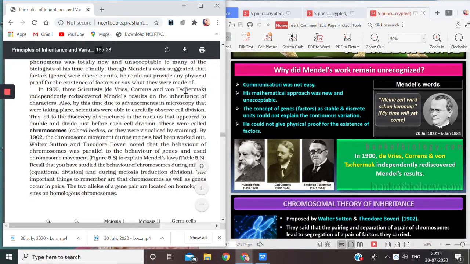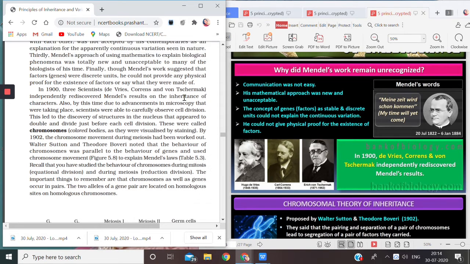These are the three scientists who worked independently. They did not work together. They were working independent of one another. So they independently rediscovered Mendel's result. That means whatever Mendel had discovered, all three scientists rediscovered whatever Mendel said on the inheritance of characters.